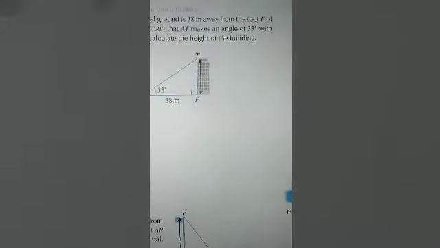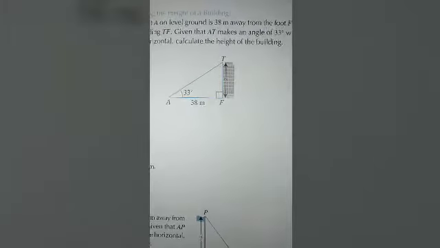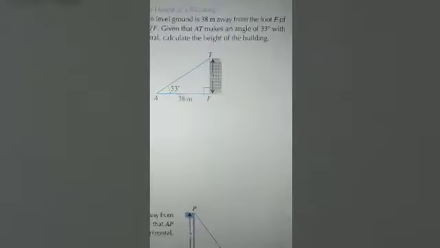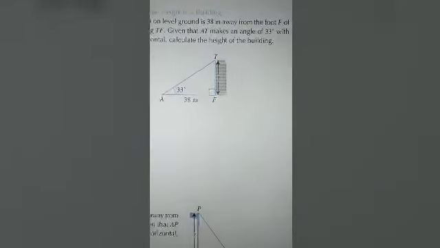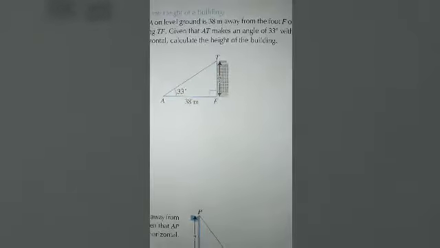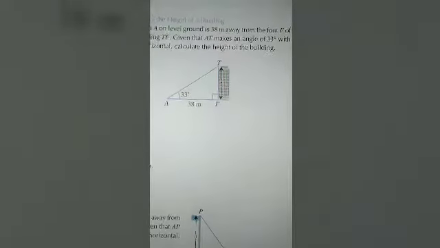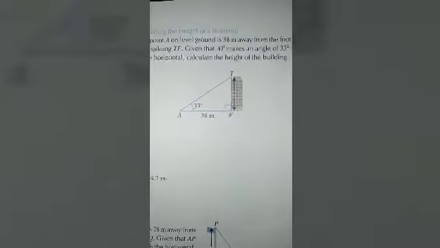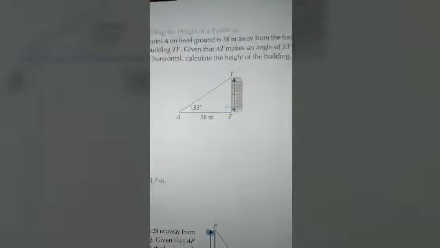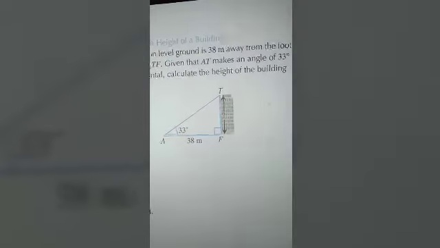of the building. So the angle we get at A is 33 degrees. We know the length from A to F, that is 38 meters, and they are asking us to find the height of the building, that is T to F. The line that is opposite to the given angle is known as the opposite line. So opposite upon adjacent, that is tangent. Is it clear? So the given angle is 33, so we can use tangent 33 equals opposite upon adjacent, that is TF upon 38.